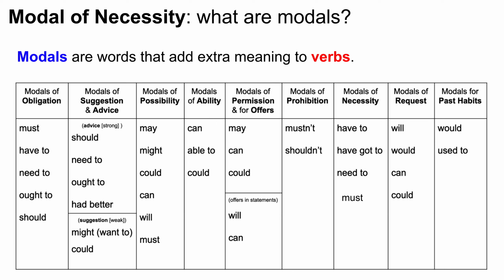Today we're going to be looking at the modal of necessity, have to. Before we start, let's talk about what modals are. Modals are words that add extra meaning to verbs. There are many different modals. We have modals of obligation, modals of suggestion, possibility, ability, permission and offers, prohibition, necessity, request, and past habits. Today we will look at the modal have to, which is used for necessity.